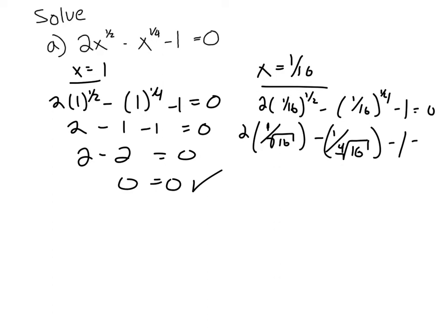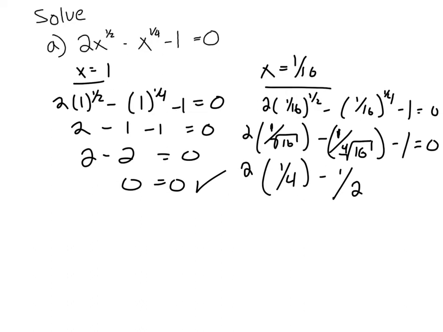Again, 4th root of 1 is just 1, so that's why I left the 1 up there. Otherwise, you have to take the 4th root of both the top and the bottom of the fraction. Okay? So, the square root of 16 is 4. The 4th root of 16 is 2, right? 2 times 2 is 4, and times 2 is 8, times another 2 is 16. So 2 to the 4th power is 16.